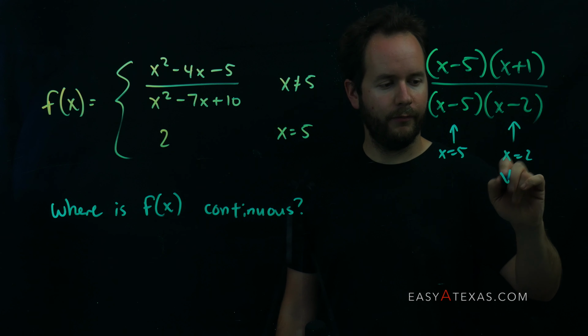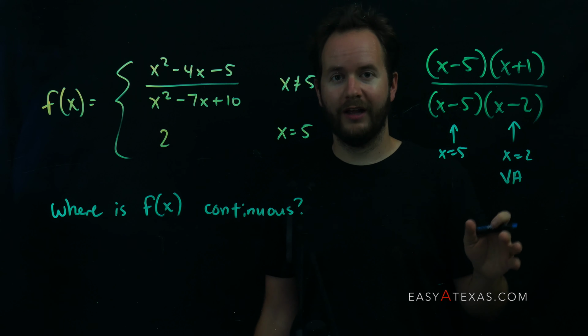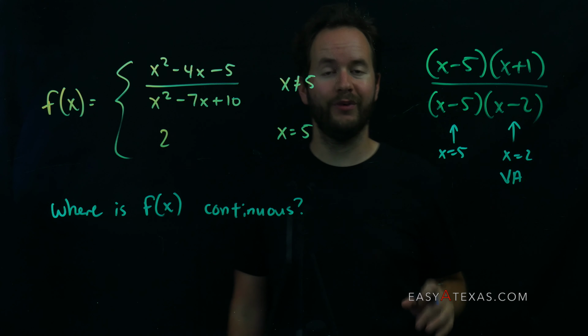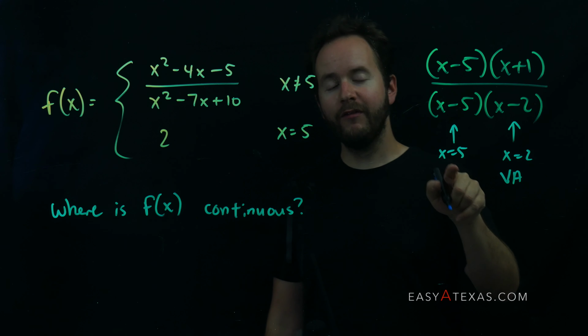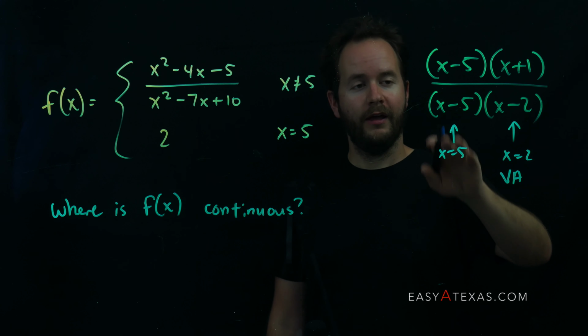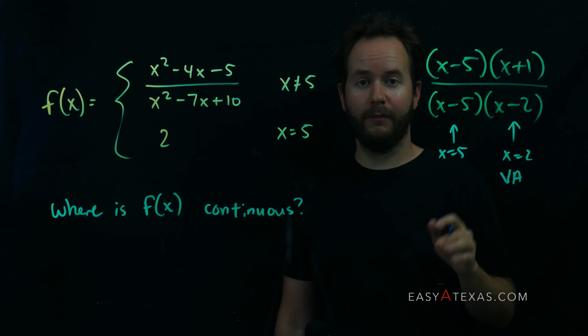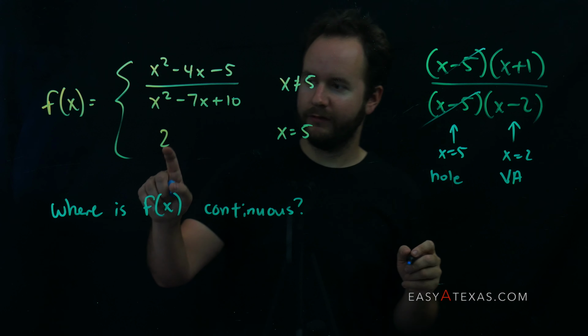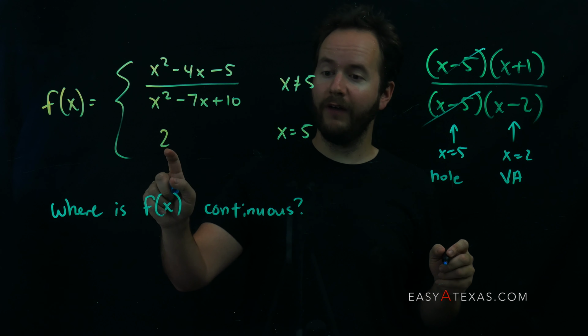Automatically, because x equals 2 is a vertical asymptote, I know there's no way in the world it's ever going to be continuous there. So x equals 2 is definitely a discontinuity. 5 is merely a potential discontinuity. And why is that? Well, like I said, x minus 5, because it exists in the top and the bottom, causes a hole. And that hole may be filled in by the value of y that we defined at x equals 5.